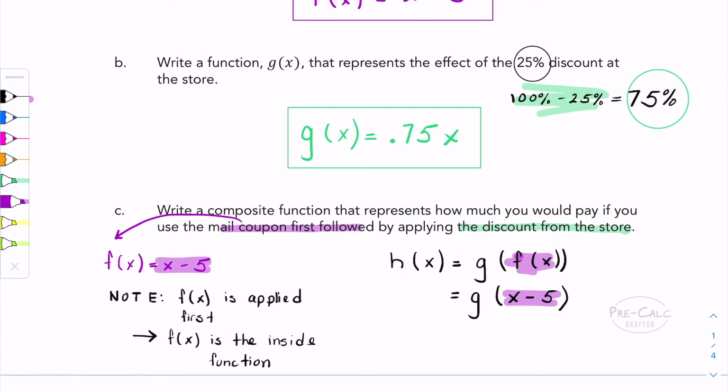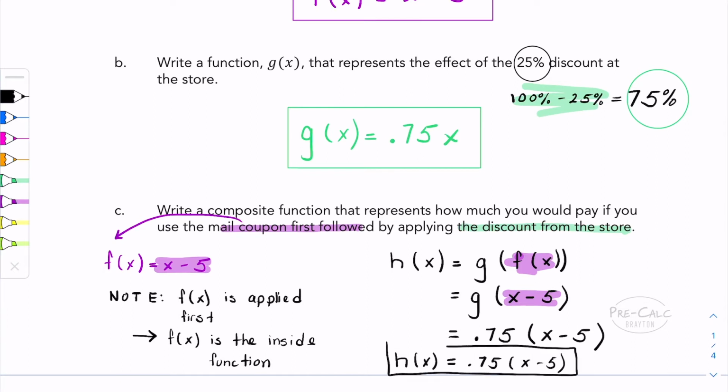If we're evaluating the g function at x minus 5, this is the g function. Therefore, we have 0.75 times x minus 5. You could multiply this out if you want, like distribute the 0.75 to get it in standard form, but I am fine with you leaving it in factored form. So this answer is good enough for me. H of x is equal to 0.75 times x minus 5. That indicates that you are applying the mail coupon first, followed by the store discount.